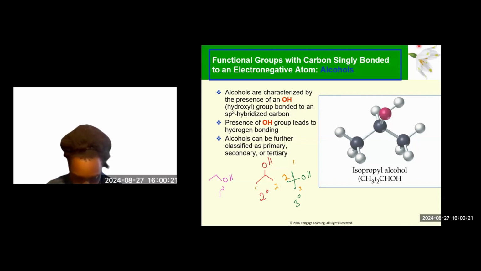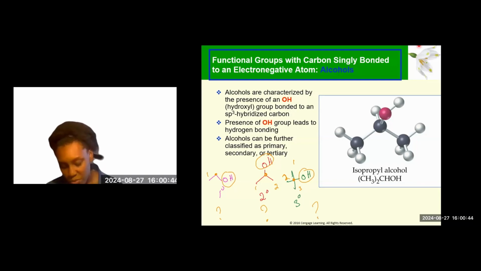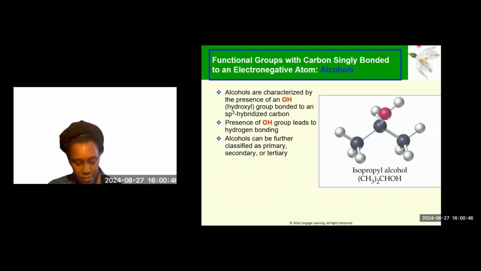Okay, so we have an OH group attached to a carbon, and then you ask how many carbons that carbon is attached to. That determines whether it's primary, secondary, or tertiary.